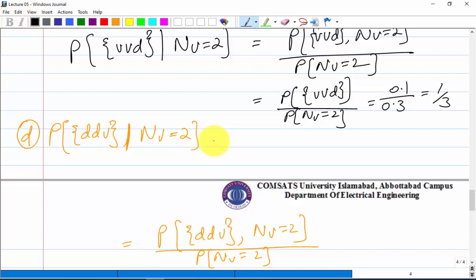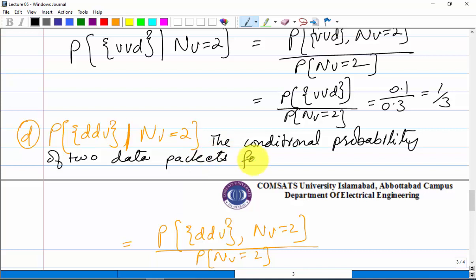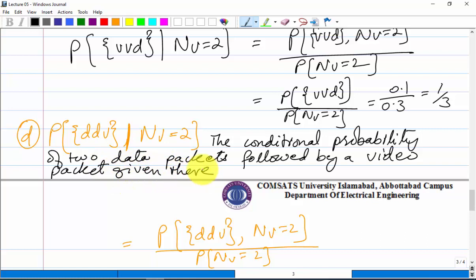The conditional probability of two data packets followed by a video packet, given there were two voice packets. So this is the relationship.